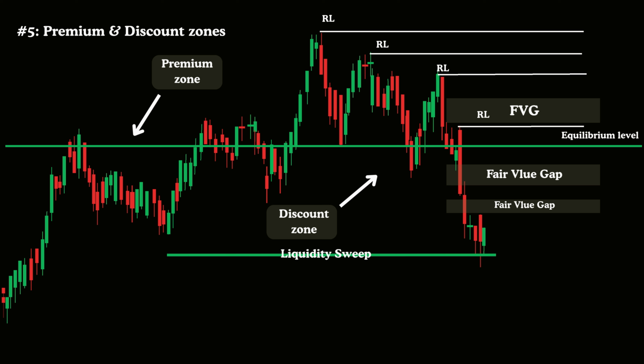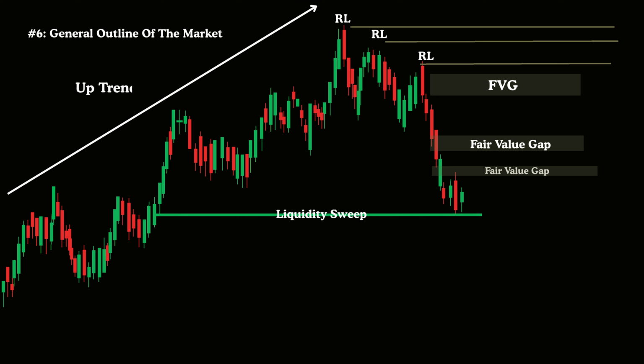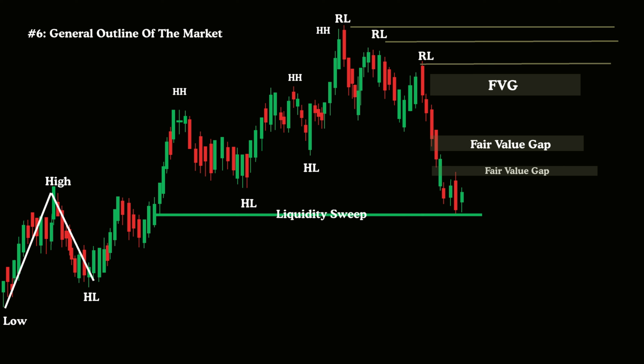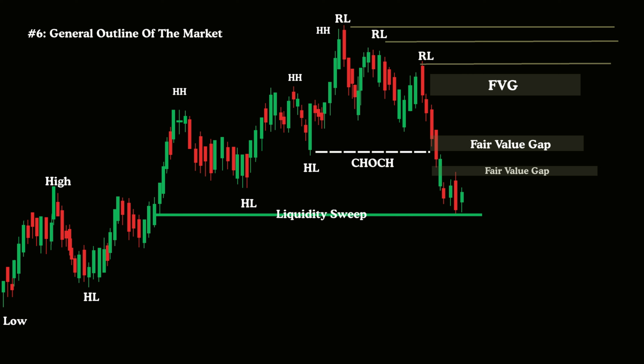Let's now move on to the final key factor, which is analyzing the general market structure. This means identifying the overall market direction and the structural patterns it forms over time. As you can see on the chart, price was clearly in a strong uptrend. However, we're now witnessing a market structure shift. Price failed to form a new higher high and instead broke below the previous higher low. This marks a change of character, CHOCH, confirming a potential shift in market direction.